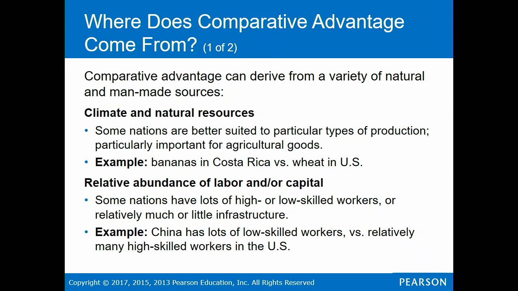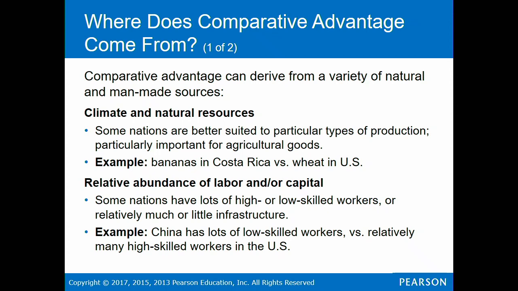It's also relative abundance of labor or capital. So some nations have lots of high-skilled workers or low-skilled workers that are well geared towards certain types of production. The Germans tend to have very high-skilled workers with extreme attention to detail. So there's a lot of high-quality luxury goods that are produced in Germany.